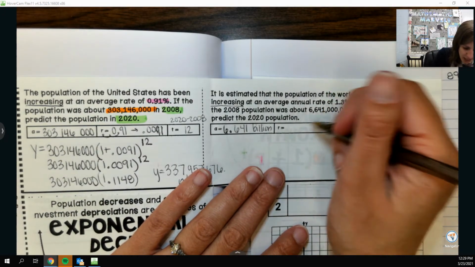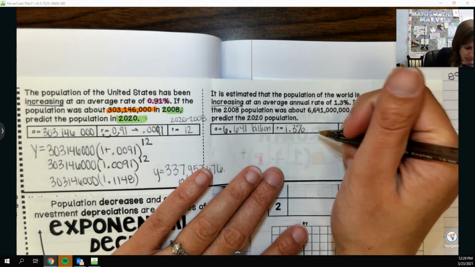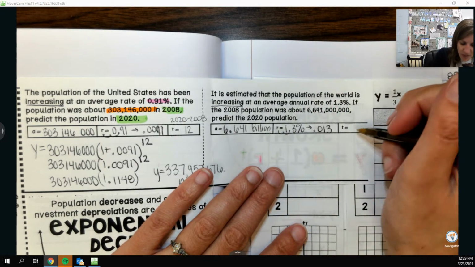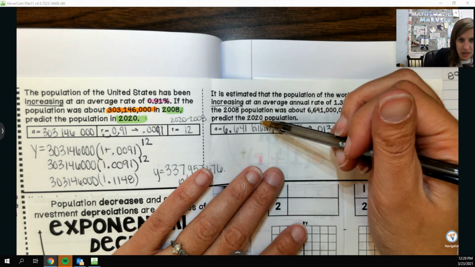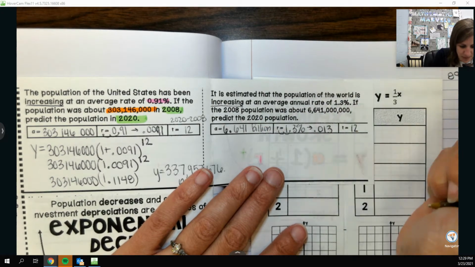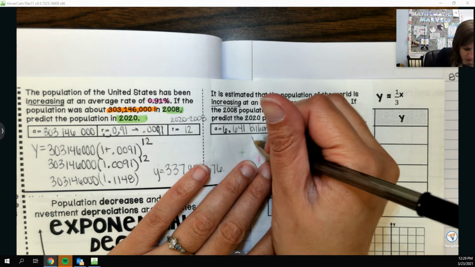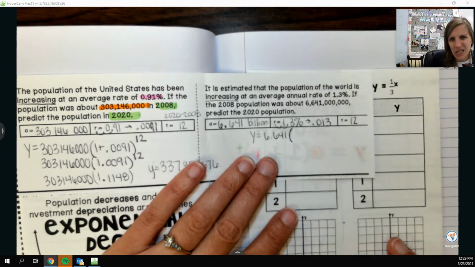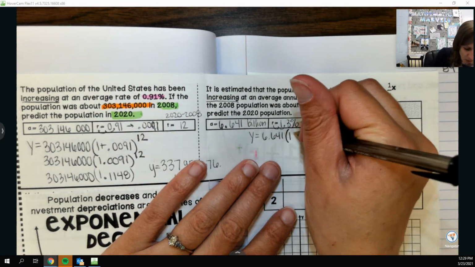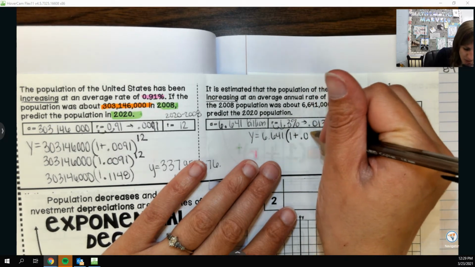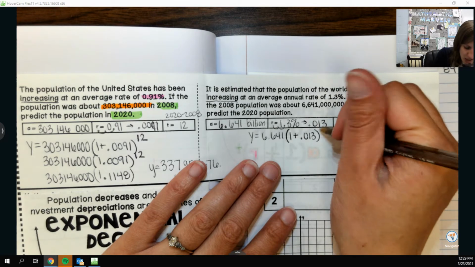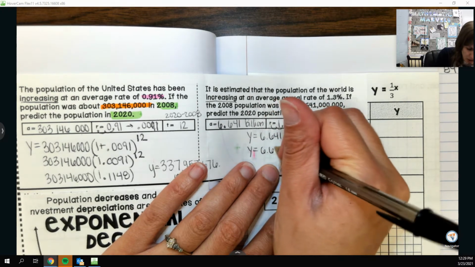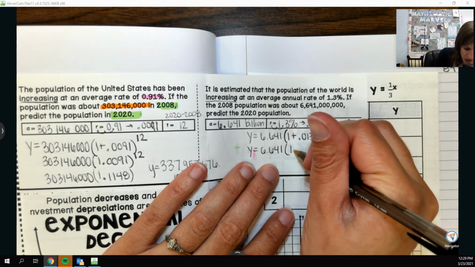My rate is that percentage, so that 1.3% I need to change to a decimal. We're going to move our decimal twice, so 0.013. And then time is from 2008 to 2020, so that's 12 years again. So we have y equals our 6.641 billion, just so that we don't have to write down so many zeros, parenthesis 1 plus 0.013, that rate, to the t power. Just like last time, follow those order of operations. We're going to do what's in parentheses first and add those two things up, which is just going to look like them smashed together.